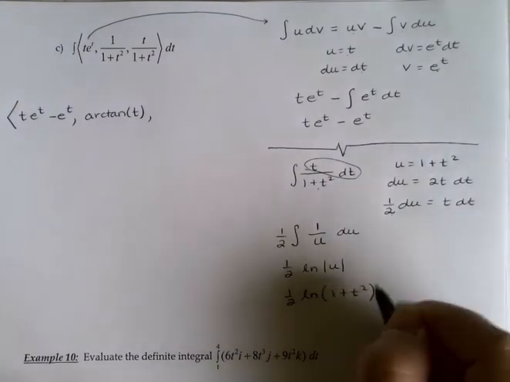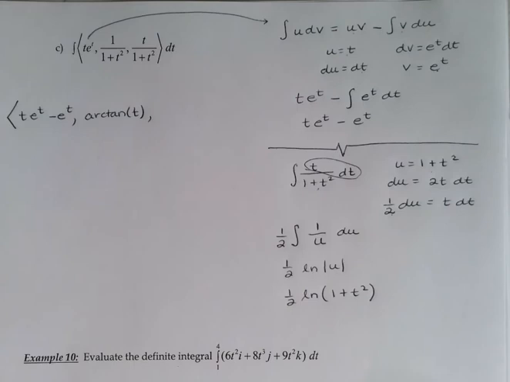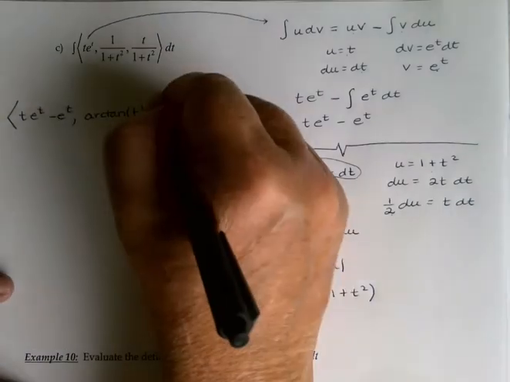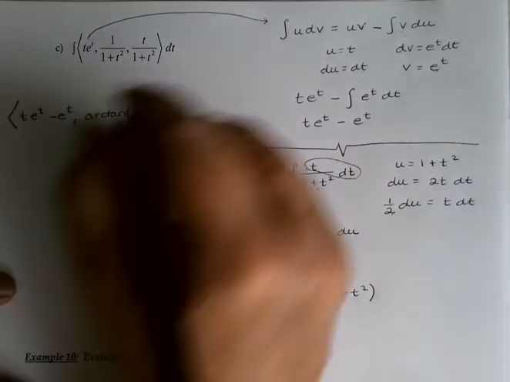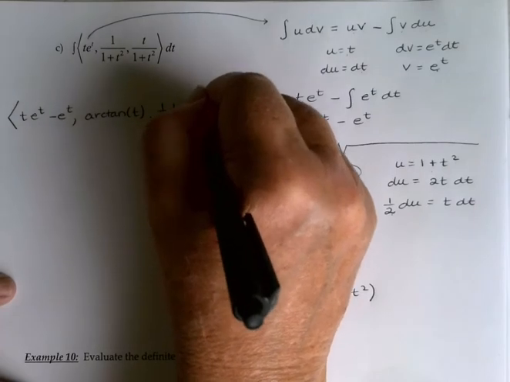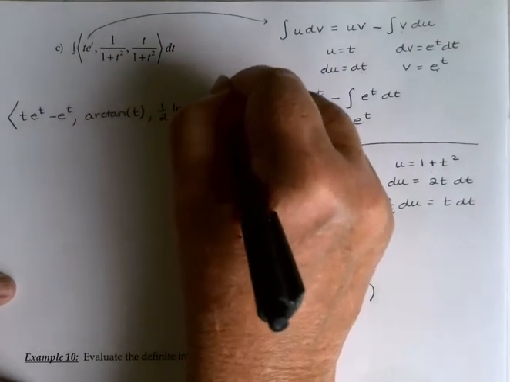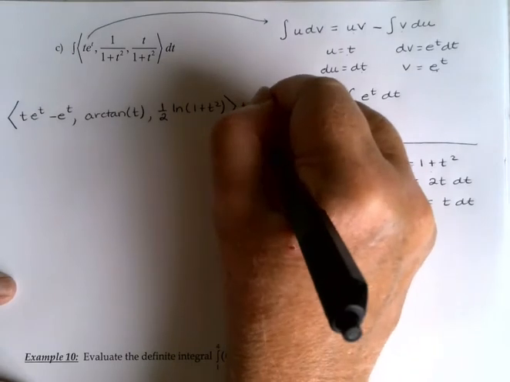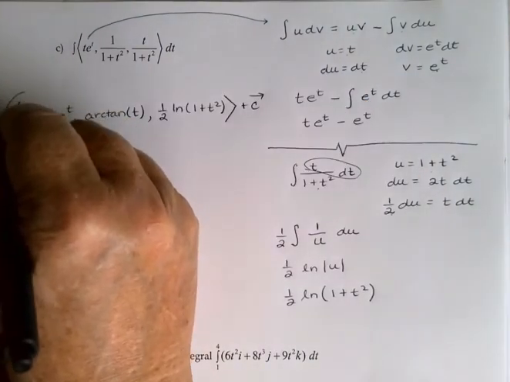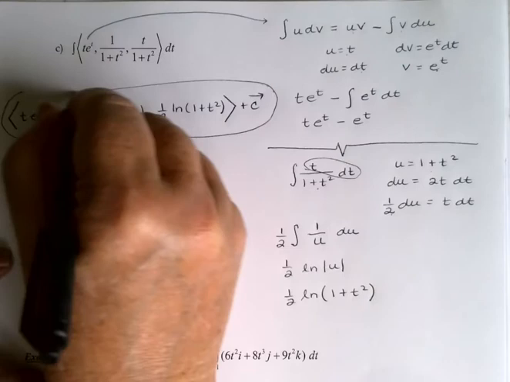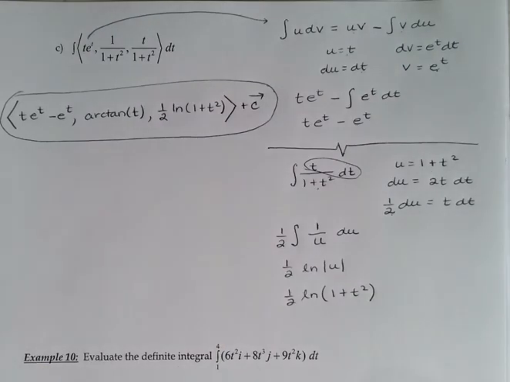I dropped the absolute values since 1 plus t squared is positive anyway. So that's going to be my z component. And then I'll add my constant of integration, and I'm good to go. So again, primarily there are a few problems just to review some of those techniques of integration that you may not have thought about for a little while.